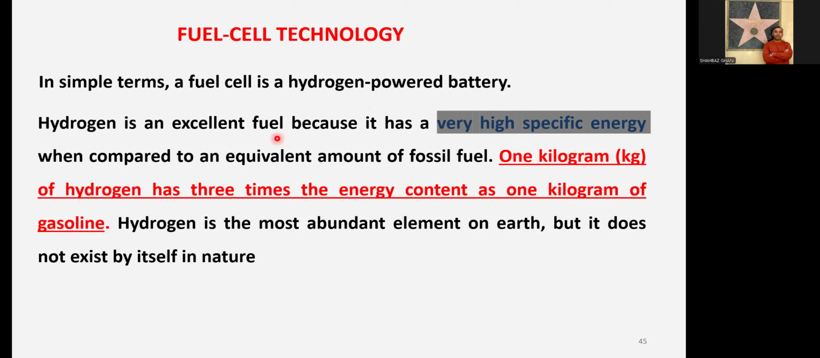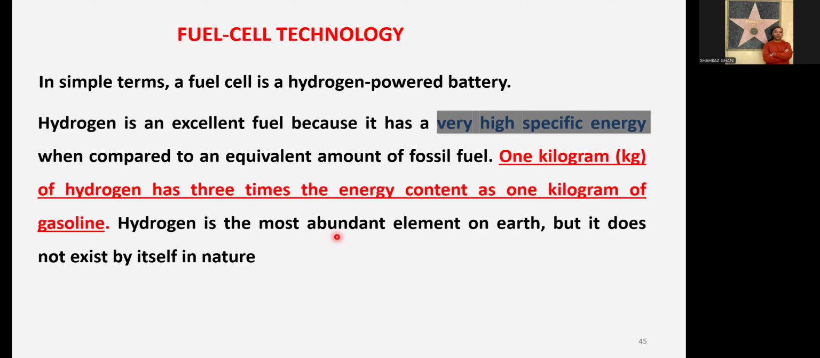Hydrogen is an excellent fuel because it has a very high specific energy when compared to an equivalent amount of fossil fuel. One kilogram of hydrogen has 3 times the energy content of 1 kilogram of gasoline. So it is 1:3. One kilogram of hydrogen contains as much energy as 3 kilograms of gasoline.